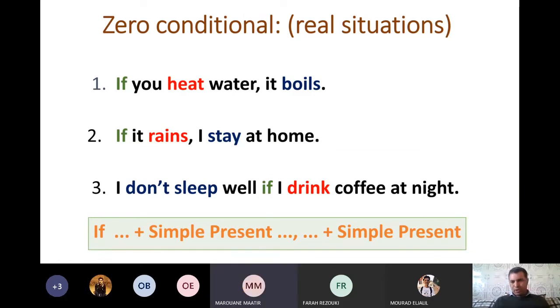Could you please turn off the mic? Who is speaking? Someone is speaking. Could you please? Yes, we are here. Okay. Please listen and don't speak. Okay.